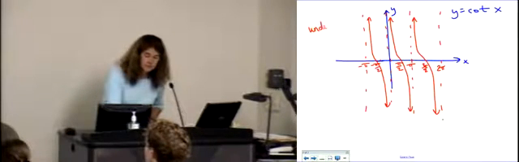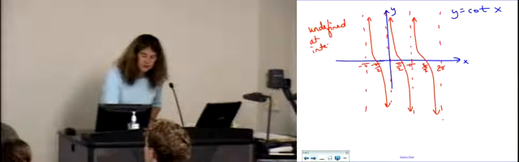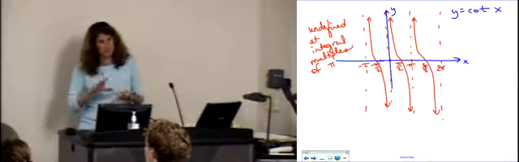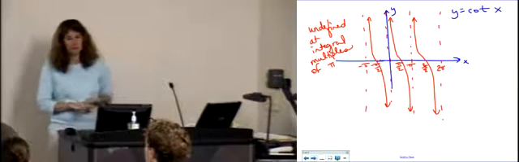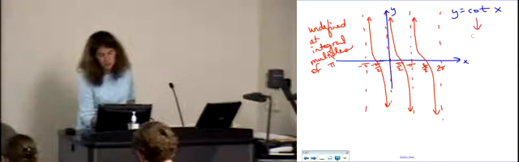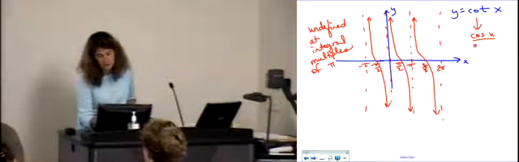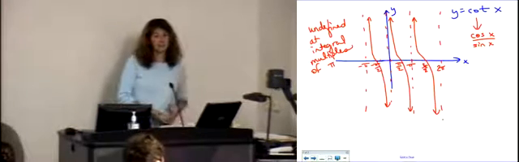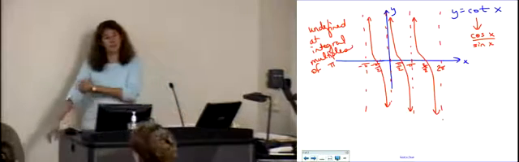So this one is undefined at integral multiples of pi: 0 pi, which is 0, 1 pi, 2 pi, 3 pi, all those values. Cotangent, again, let's recall, is the cosine of x over the sine of x. So wherever the sine is equal to 0 is where the cotangent will be undefined.